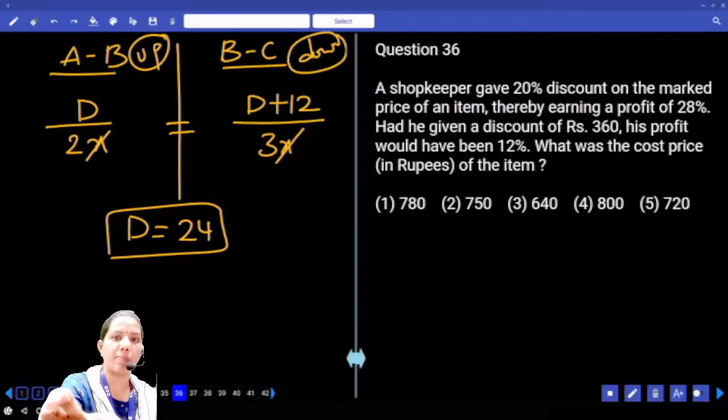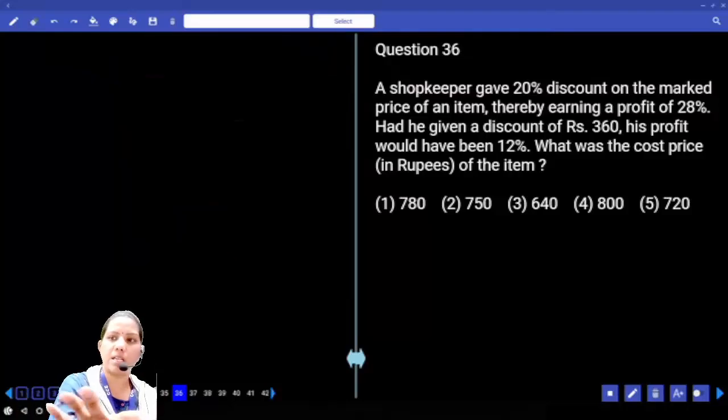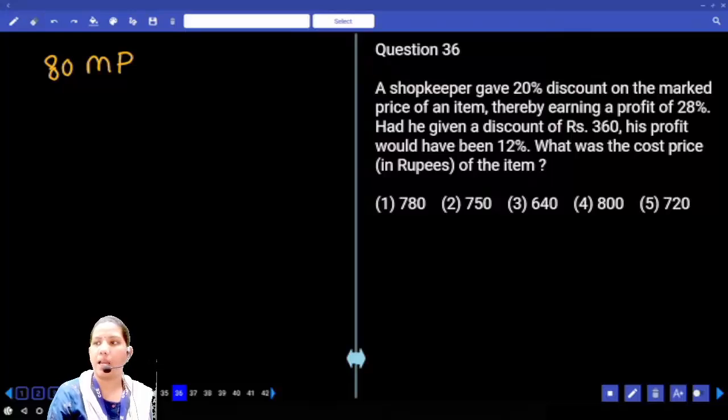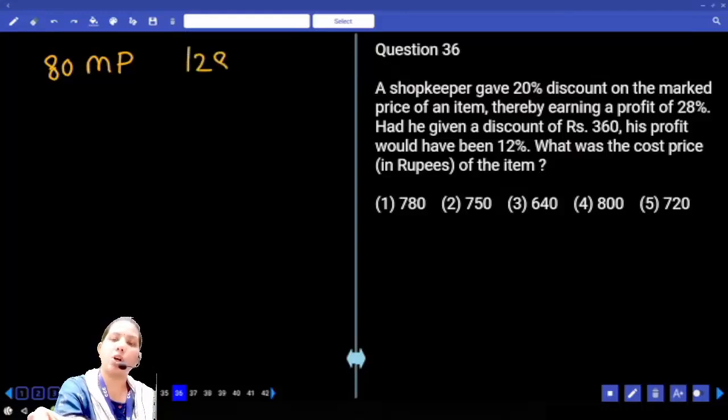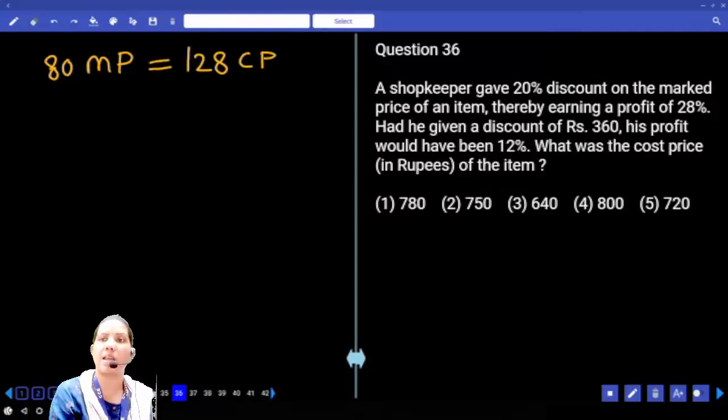First condition. 35 is done, right? Look at 36. A shopkeeper gave how much discount? Discount given on market price. How much discount? So 80% of market price is the selling price. Okay. And he gets how much profit? Profit is calculated on cost price. So 128 cost price. This is also selling price. These two selling prices are same.